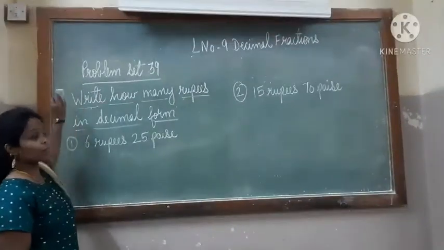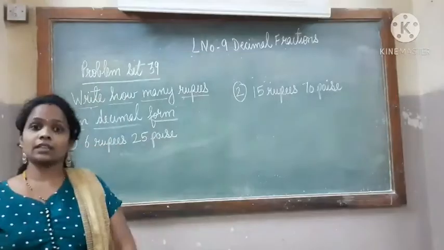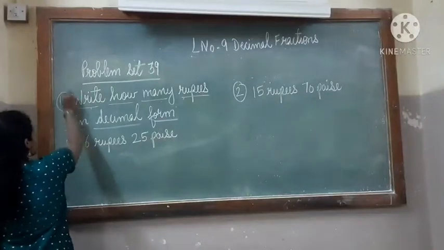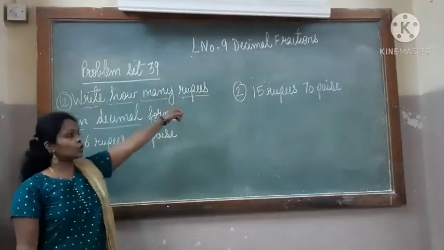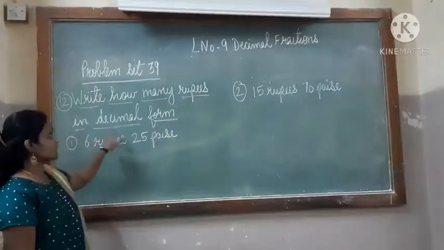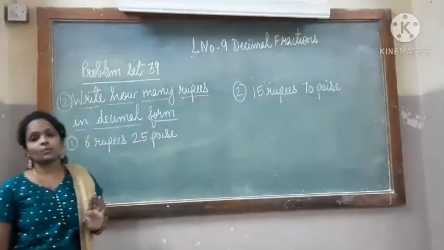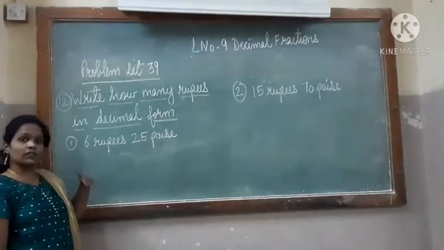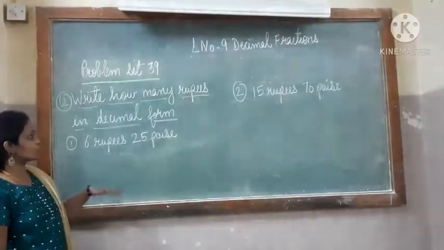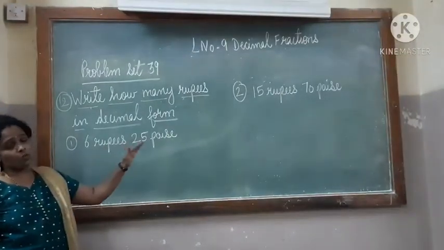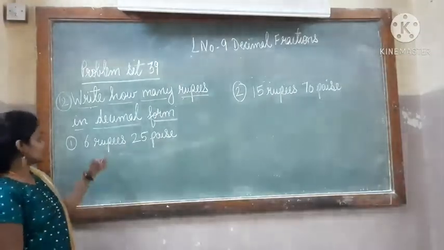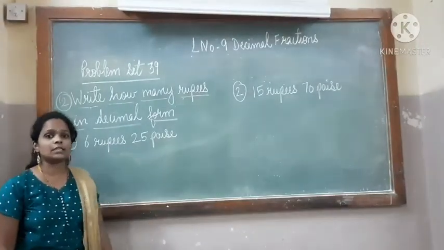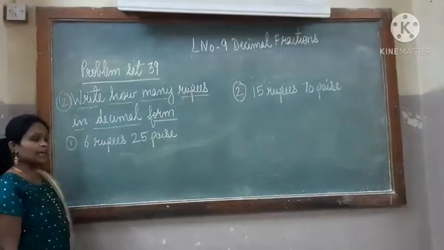Now we are going to start with the next. Start with problem set 39 only, but in question number 2. See what is the question number 2 given here? Write how many rupees in decimal form. Now here you are supposed to write in the decimal form. In the first question you have seen that they have given decimal form and we are supposed to write rupees and paise. Now here they have given rupees and paise and we have to write in the decimal form. Now how are you going to write in the decimal form?